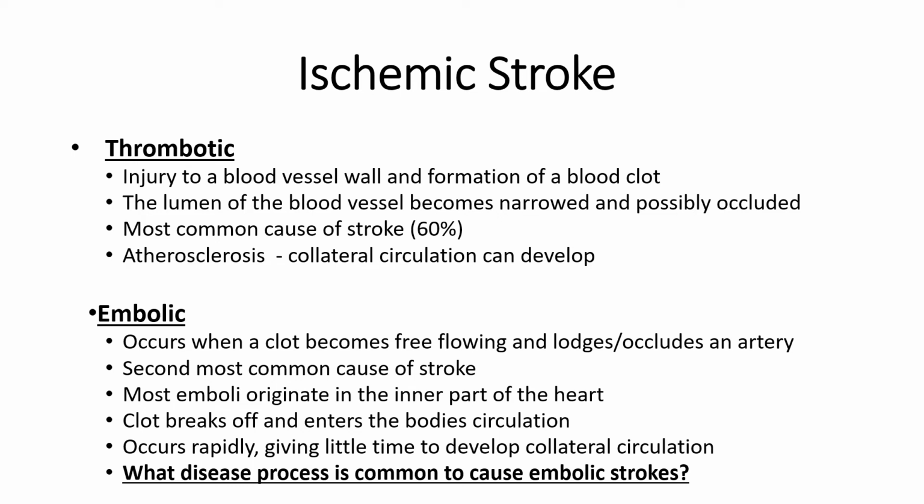Embolic strokes occur rapidly, and it gives little time to develop any collateral circulation. So if you look at the difference with a thrombotic ischemic stroke, it gives some time to develop collateral circulation, so we don't always have a totally occluded artery. It's narrowed, so we do have a little bit of blood flow going through, which is how collateral circulation develops. But with an embolic stroke, it totally lodges in the artery, and it occurs very rapidly.